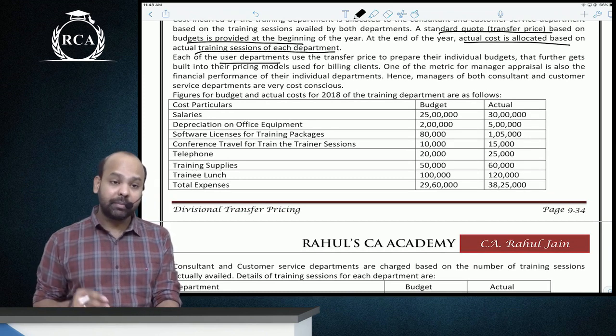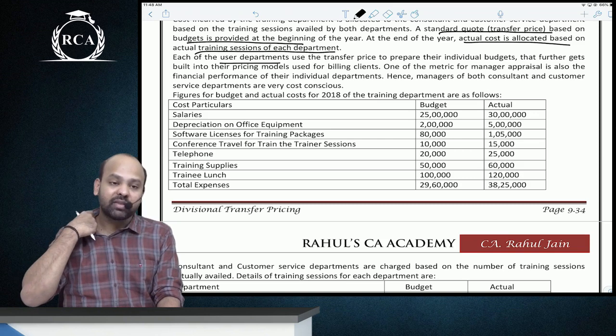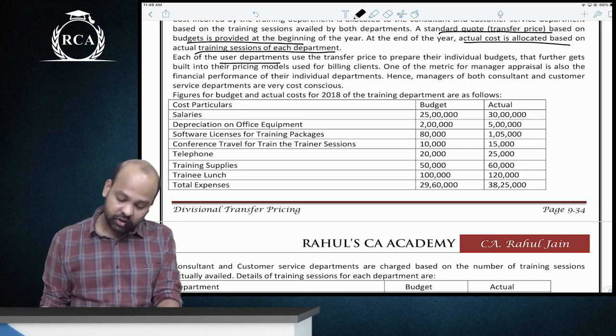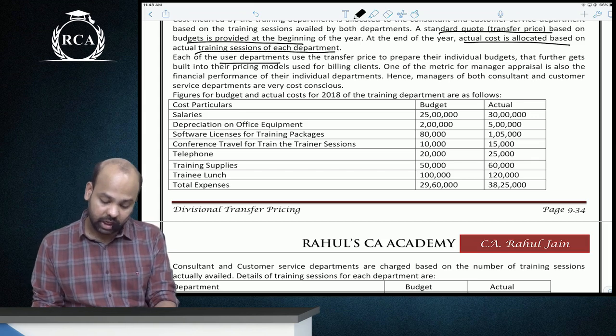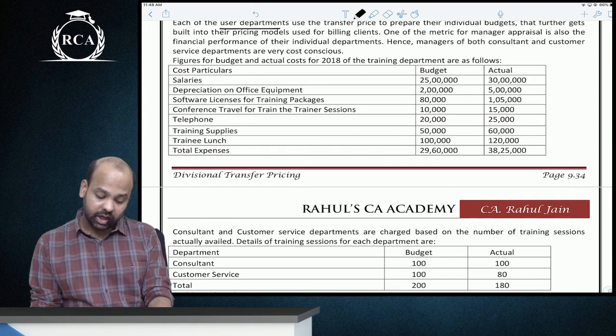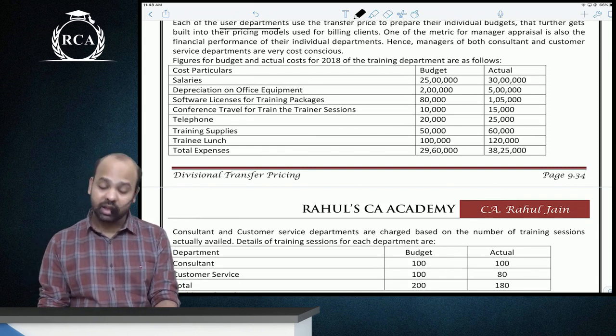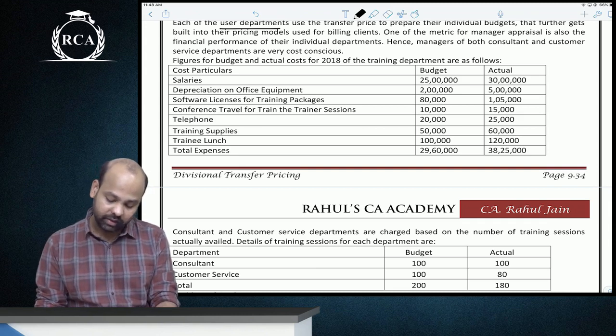The training department cost, budgeted and actuals, are given. Salaries are 25 lakhs and 30 lakhs. Depreciation on office equipment is 2 lakhs and 5 lakhs. Software licenses for training packages are 80,000 and 1 lakh 5,000. Conference travel for train the trainer sessions is 10,000 and 15,000. Telephone is 20 and 25. Training supplies 50 and 60.